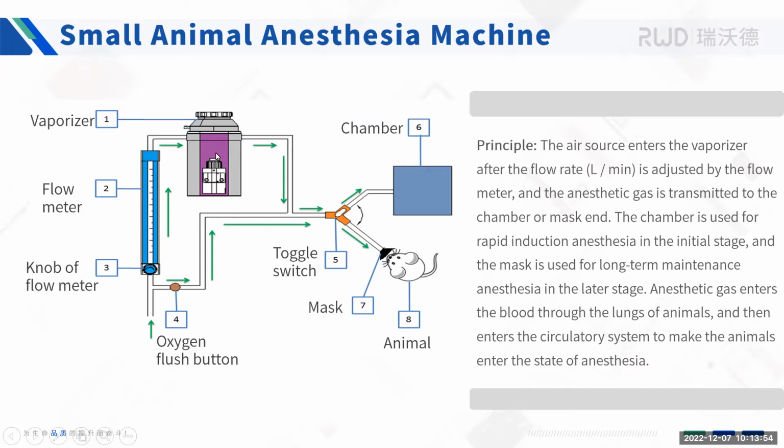The liquid anesthetic, for example, isoflurane or sevoflurane, then the anesthetic gas will go to this toggle switch. This switch can help us to switch the gasway to the chamber for induction anesthesia, or go to the mask for the maintenance anesthesia. This way is kind of different. It is controlled by the oxygen flush button. When we finish the induction anesthesia, we can use this way to flush the airway to prevent the waste gas from getting into our laboratory.